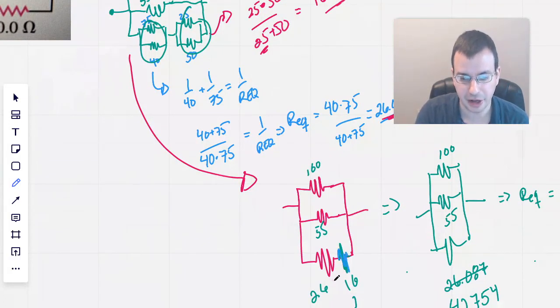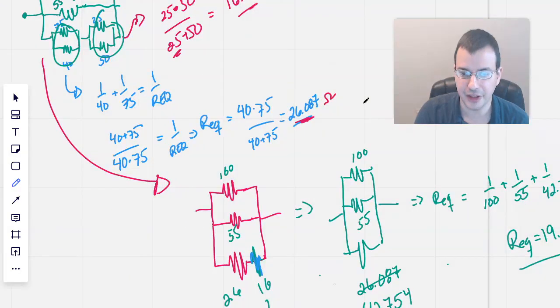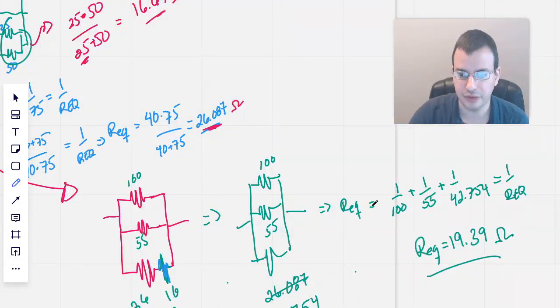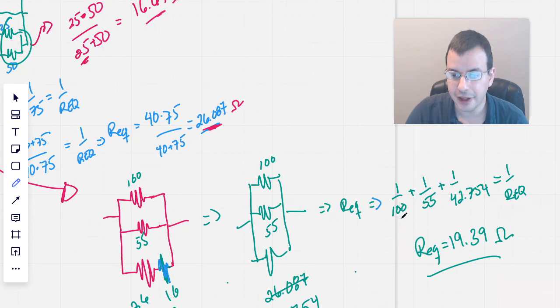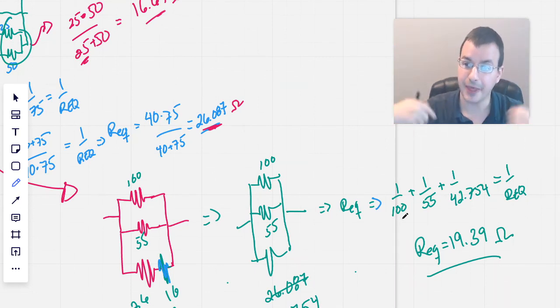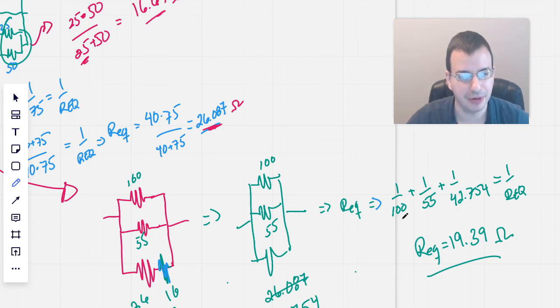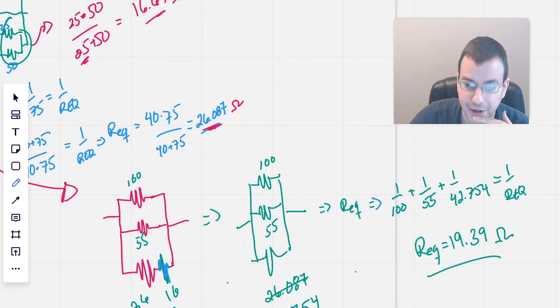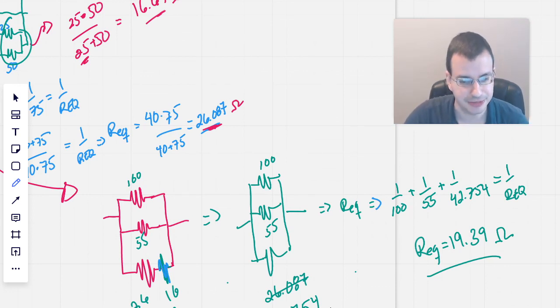So I had now 2 resistors in series. I then combined those. And then I had 3 resistors in parallel. And I used the R equivalent equals, I guess I should make this an arrow. There we go. I did 1 over each, added them all together, took the inverse of that, multiplicative inverse, and I got my final equivalent resistance. And that's how I would approach this kind of problem.